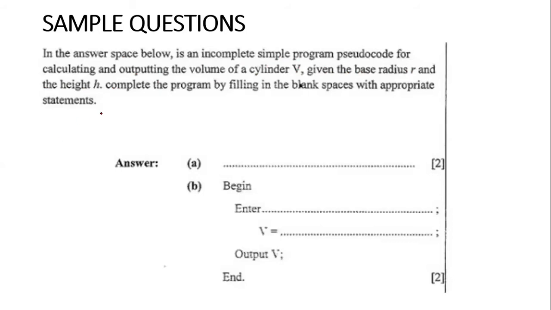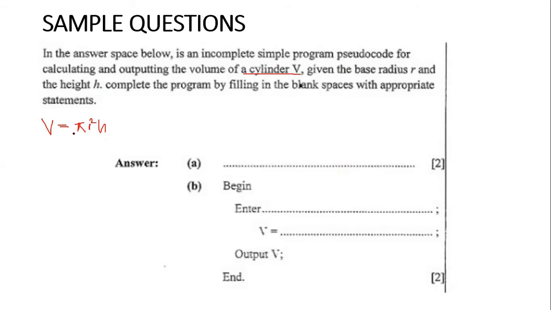Now, first and foremost, we need to know the formula. So we need to memorize the volume for a cylinder. Here they are saying an incomplete program pseudocode for calculating and outputting the volume of a cylinder. The volume of a cylinder V is given by base area, which is pi r squared, times h. This is the formula for the volume of a cylinder.